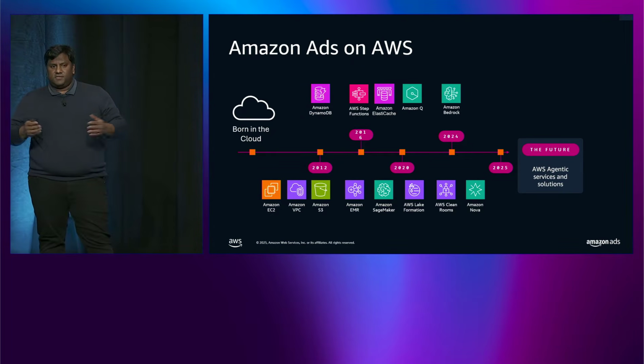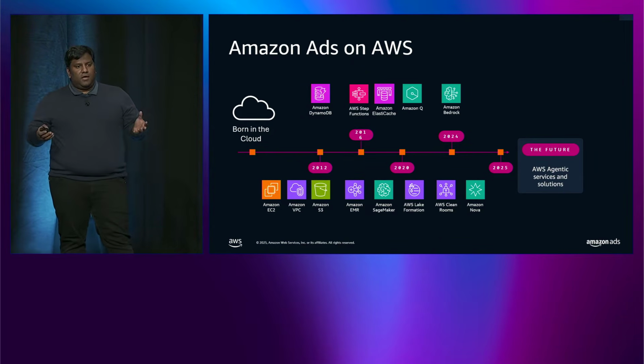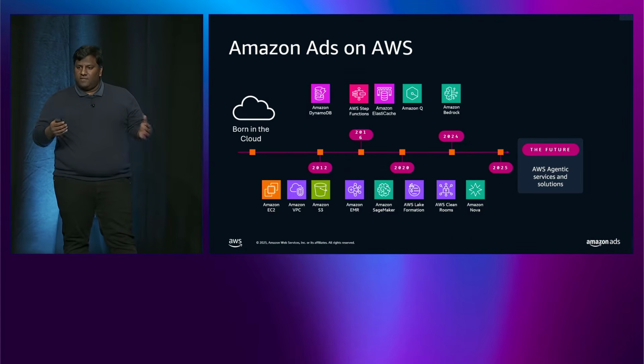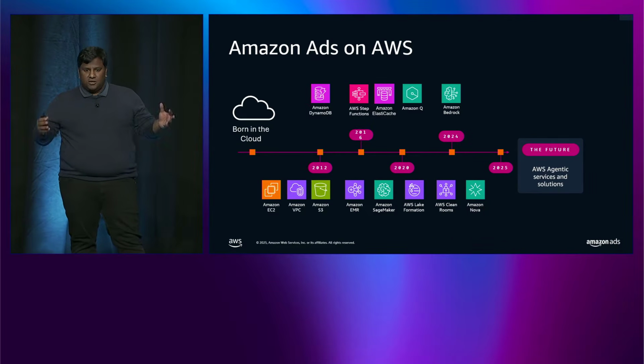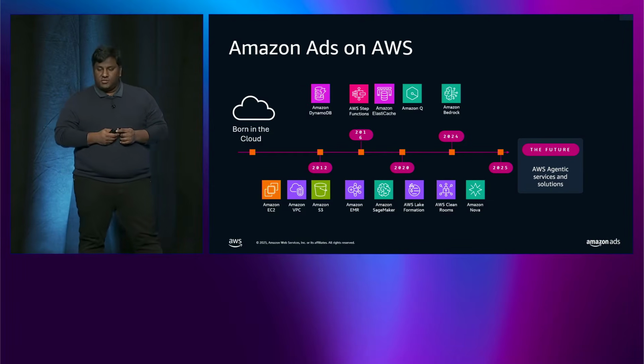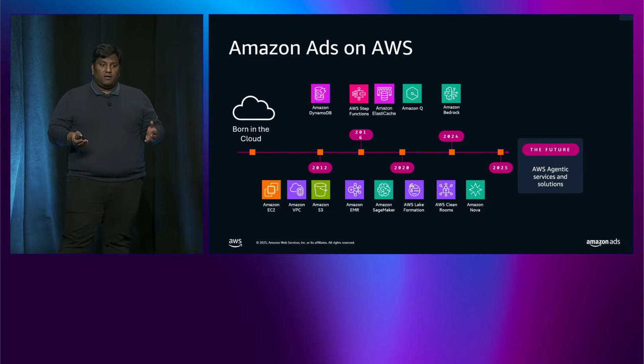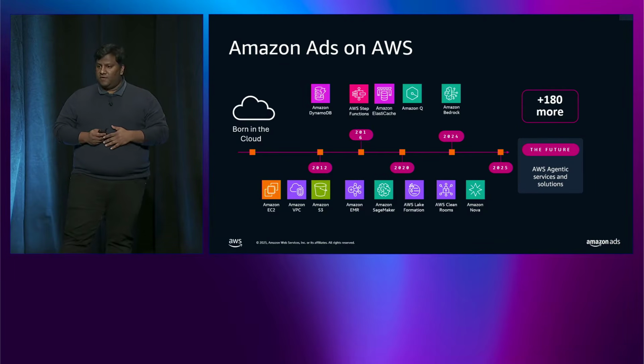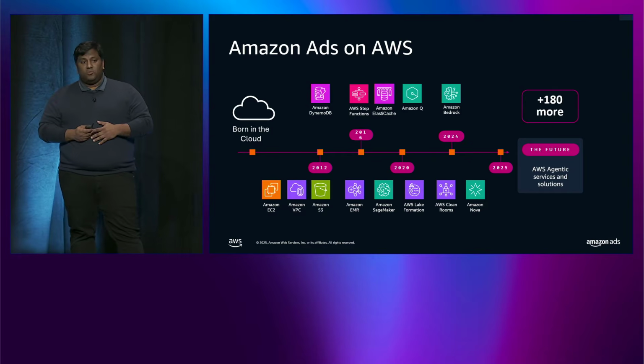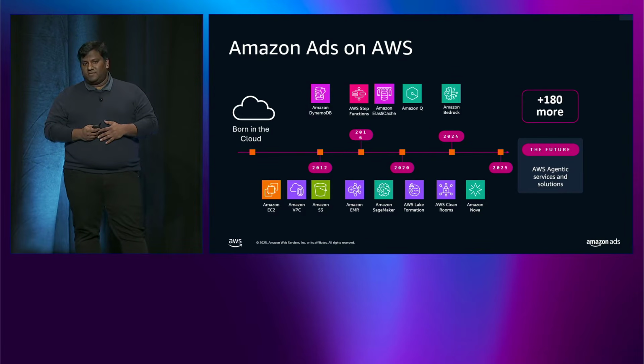A look into the services they use. Early on, as you'd imagine, they started off with EC2 and S3, foundational building block services, and they moved on to more complex, more managed, orchestrated services such as Step Functions or EMR. They were early adopters of SageMaker AI, and most recently, Bedrock. But the key stat here: they use a vast majority of AWS services. They use more than 180 different services.